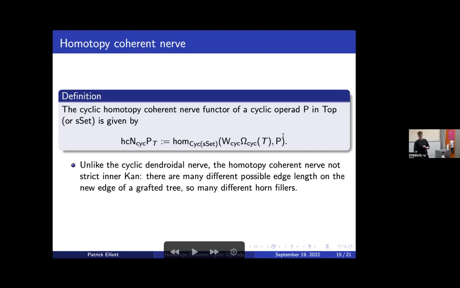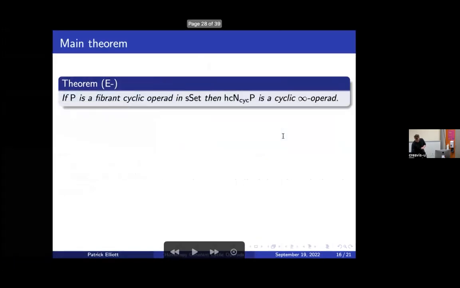But the main theorem of my thesis states that when P is a fibrant simplicial operad, in simplicial sets, then the homotopy coherent nerve is a cyclic infinity operad. So this gives us a wealth of new examples of cyclic infinity operads. So if you pick your favorite simplicial cyclic operad, if it's sort of combinatorial and detailed enough, you could probably get a nice, straightforward description of a cyclic infinity operad, which is nice.